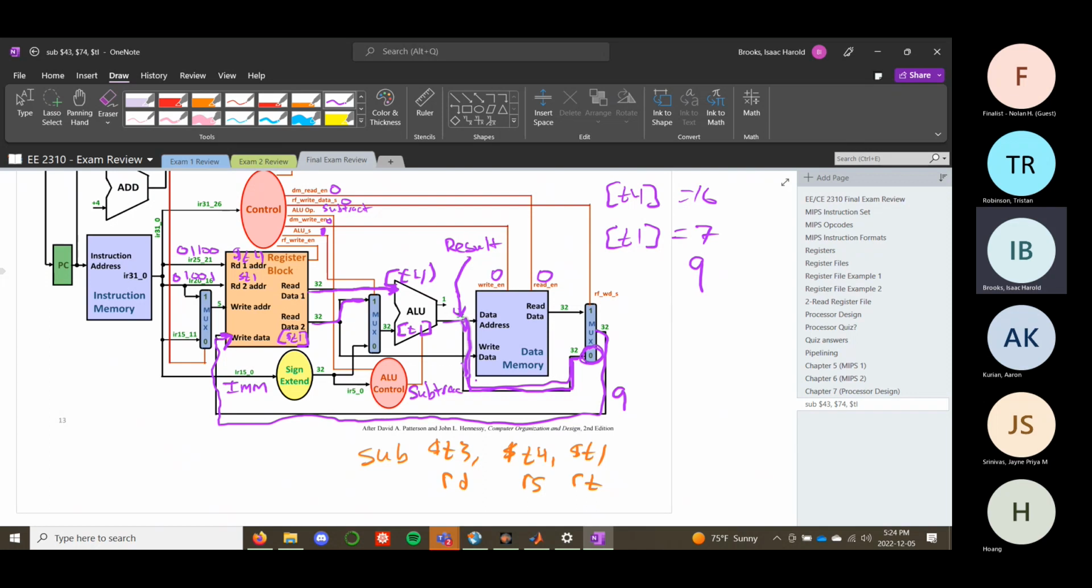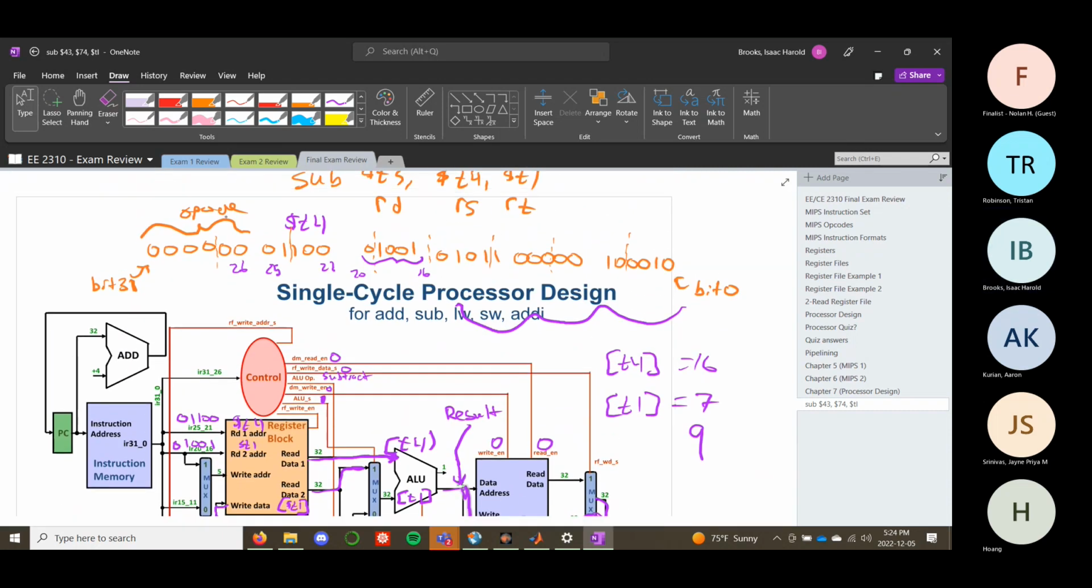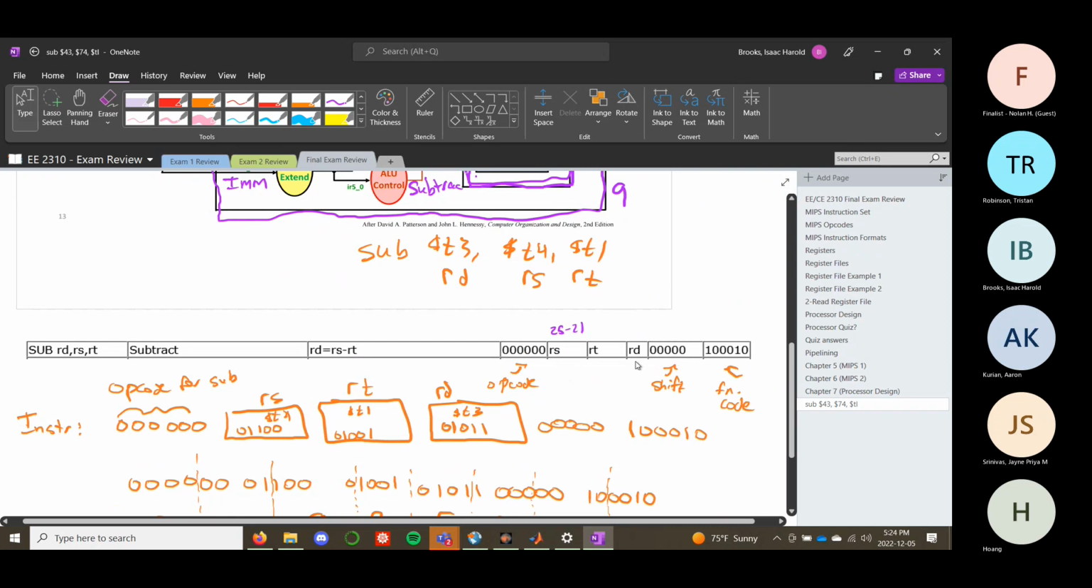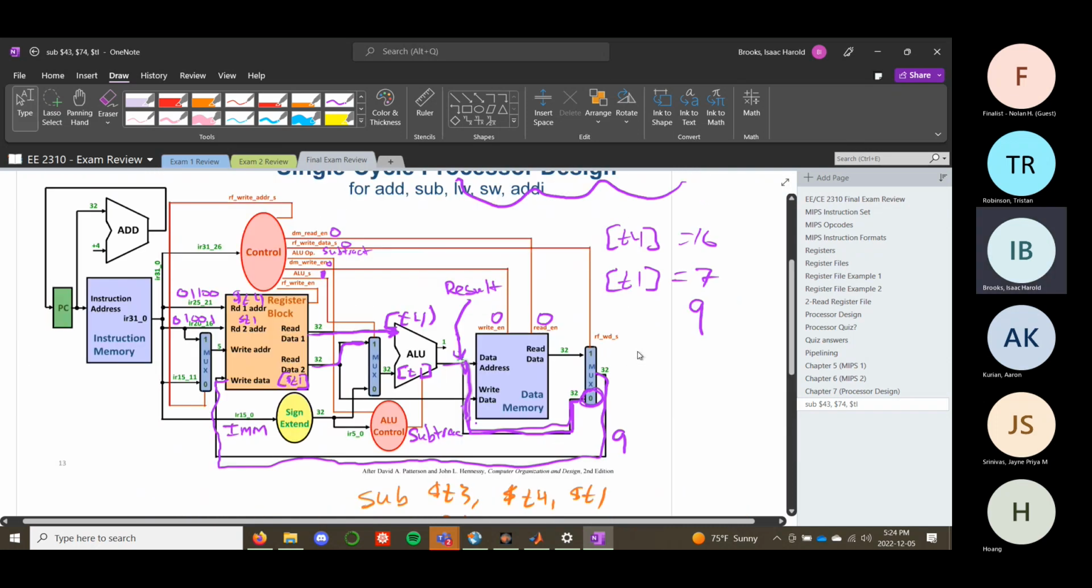So the next thing we want to have happen is we want that 9 to enter into T3. So our write address is either, close this up. While we were doing all this reading stuff, these other bits were happening. So bits 15 to 11, what are those? Here was bit 16, so 15, 14, 13, 12, 11. These are 15 to 11, and that's not our RS, that's our RD.